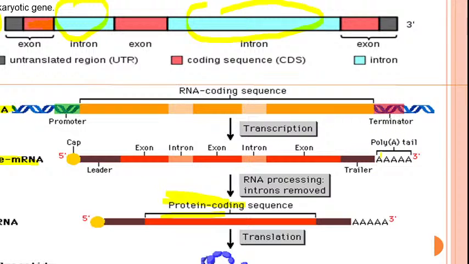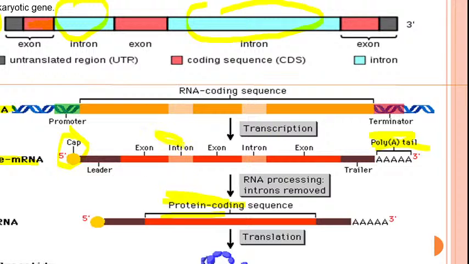We will have a poly A tail at the terminator side. Please keep this in mind, that on the terminator side we have a poly A tail, and on the promoter side we have a 5' cap. Okay, so now what do we have to do?